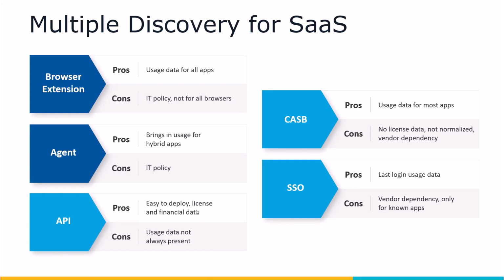It's important to have multiple discovery sources for your SaaS to give an accurate view of what people are actually using. And this can include the browser extension, the agent, vendor portals, CASB, and SSO. To do this, you need to have the different discovery sources configured.